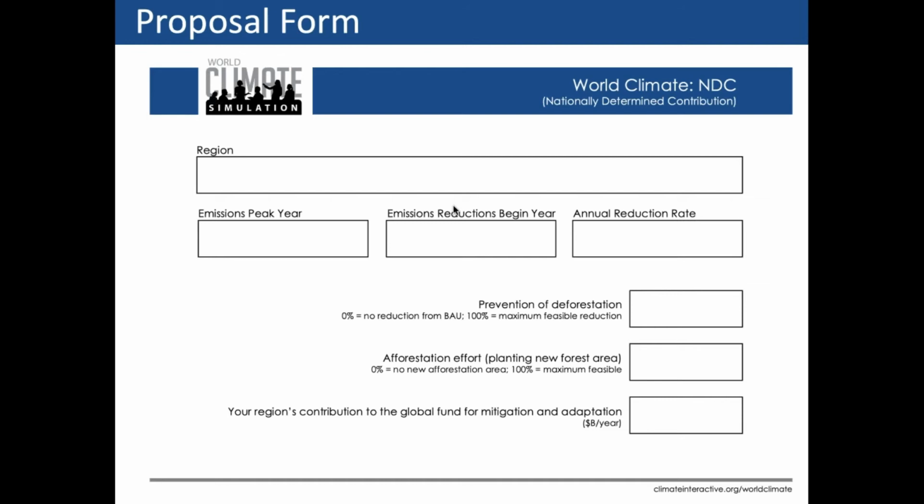And in addition to greenhouse gas emissions, there's also a bit of forestry and land use that we include as well. So with deforestation and afforestation, your groups will put in a percentage from 0 to 100, where 0 means that there's no change from the business as usual scenario, and 100% means they're putting in the maximum feasible action that they could take. So it's really a scale of how much action they're willing to take.